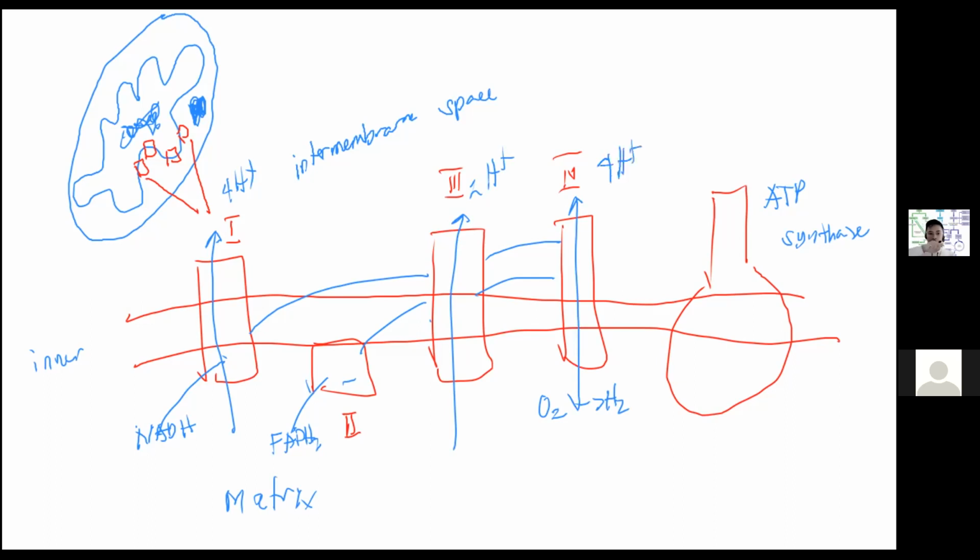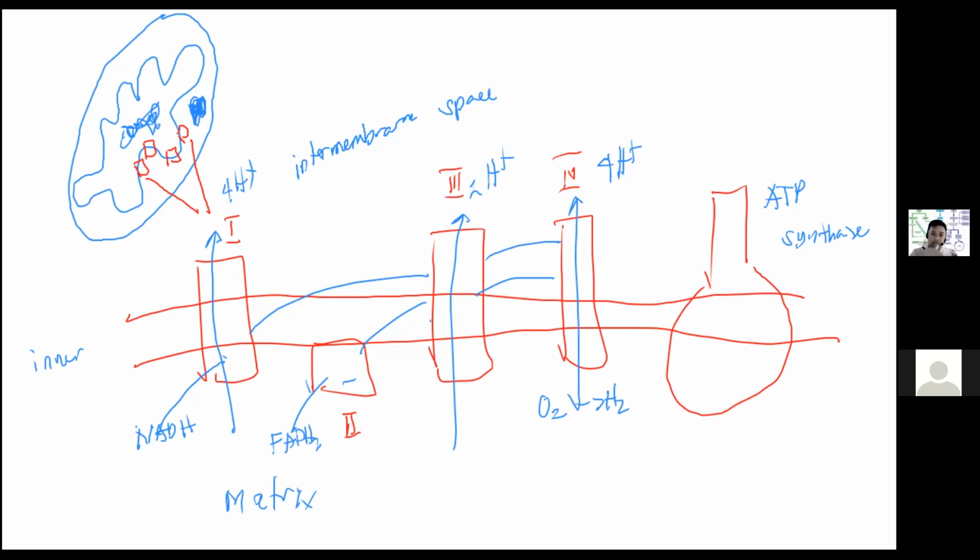As electrons move along the electron transport chain, complex 1 will pump 4 hydrogen ions. Complex 3 will pump 2 hydrogen ions. And then complex 4 will pump 4 hydrogen ions, from the matrix into the intermembrane space.